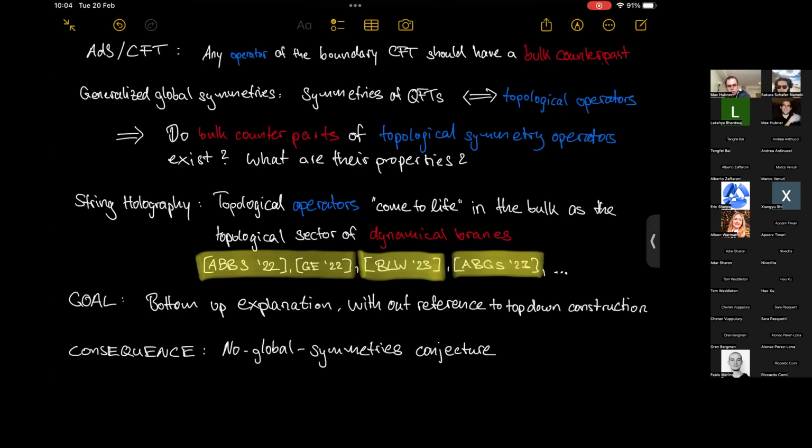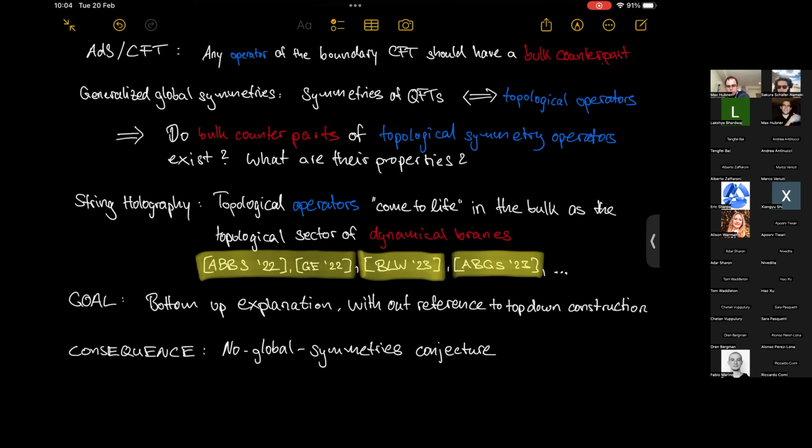Given a topological operator of a CFT with a semi-classical gravitational dual, it should have a bulk counterpart which is some dynamical extended object. And the goal of this talk is to give a bottom-up explanation of why this should be true. And we will not make any reference to top-down constructions. So in particular, there's going to be no string theory allowed.